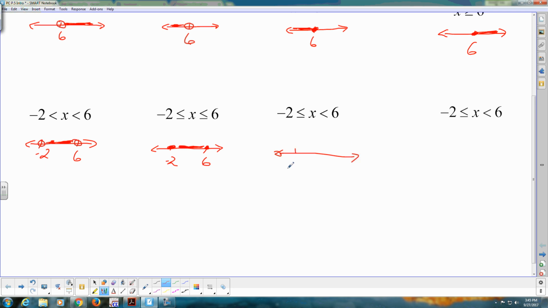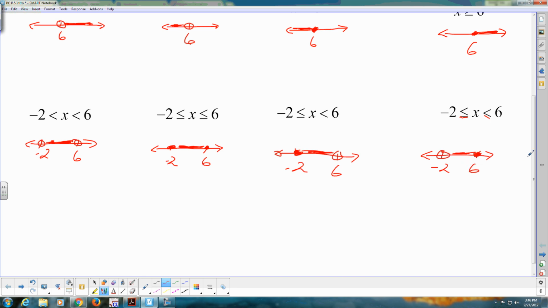So, -2, 6, this one's open, this one's closed, and you're shading in between. Okay? Let's see, this is a typo on my part, it's the same thing as that one. I meant to put the equal sign on that inequality. So graphing that one, -2, 6, this one would be open, this one would be closed, and you shade it in between.